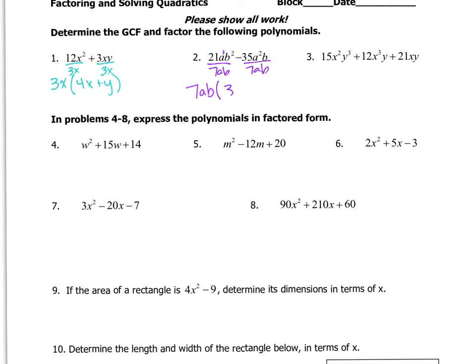So we end up with 3. The a's cancel out, and then b minus 5. The b's cancel, but we're left with an a.